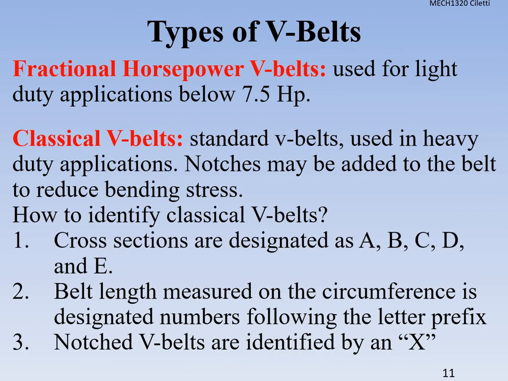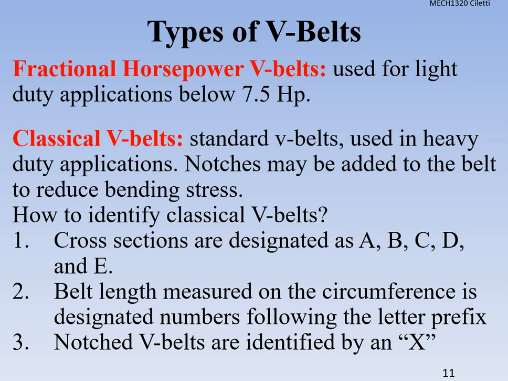Okay, so different types of V-belts. We're going to go through a whole bunch here, but a fractional horsepower V-belt is just a V-belt that's used for light-duty applications. And when we're talking light-duty applications, we're talking about any horsepower motor that's below 7.5 horsepower. Okay, classic V-belts, we use them in heavy-duty applications. We can also add notches to reduce the bending stress. And we'll go through the different types of V-belts here in a little bit.